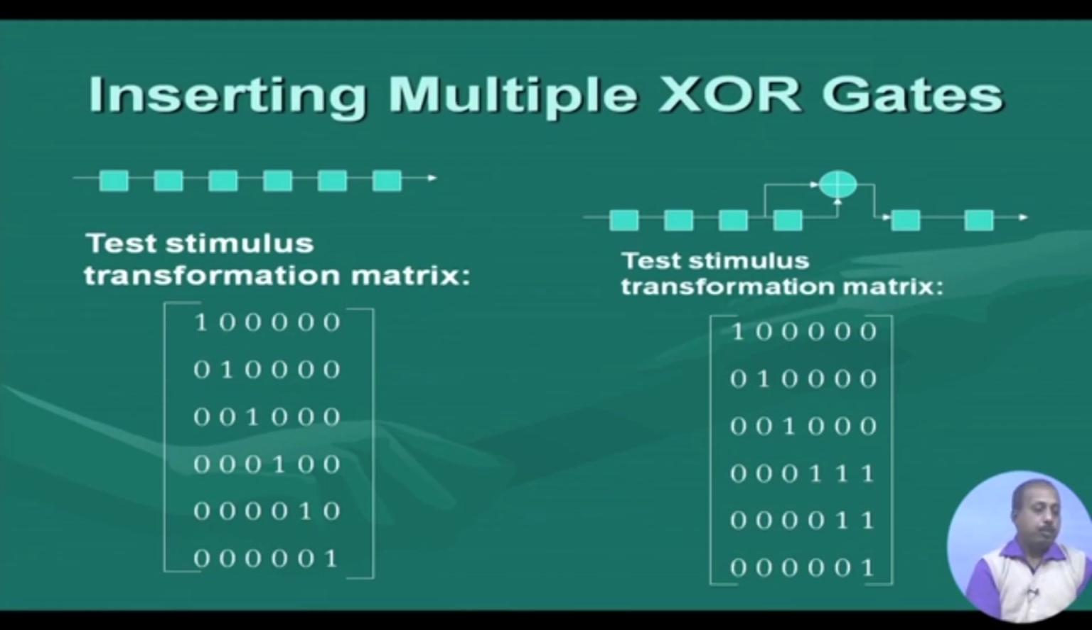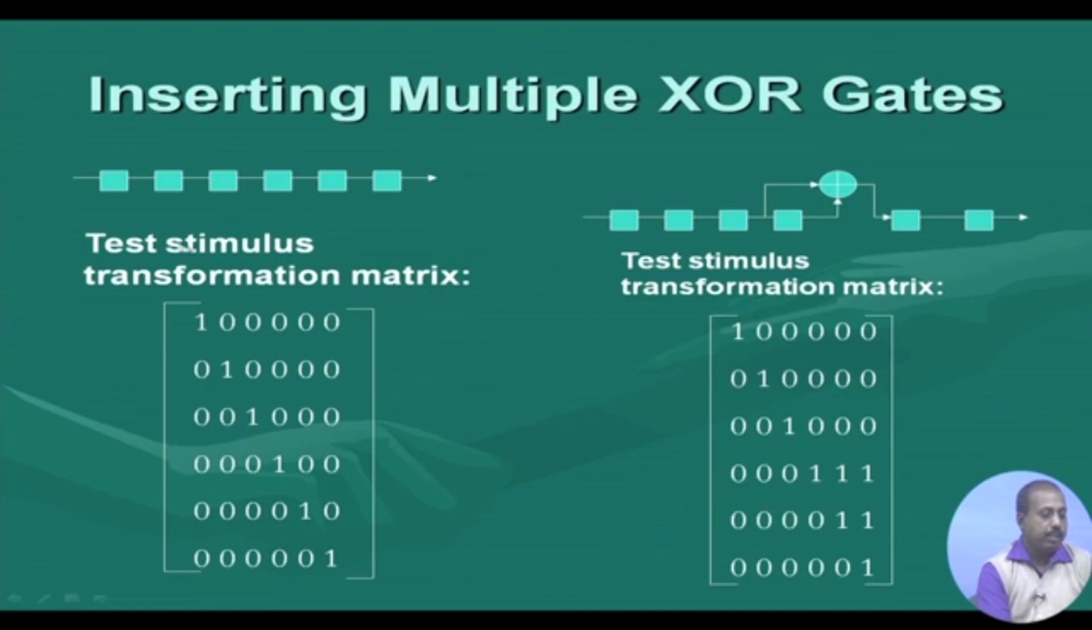Also, another popular strategy is to include some XOR gates into the scan chain itself. Like you see, in the normal case what is happening is that these D inputs are feeding these successive stages, and the scan chain is going like this. Now, if we put an XOR gate, the input that we feed to this stage is a sum of these two inputs.